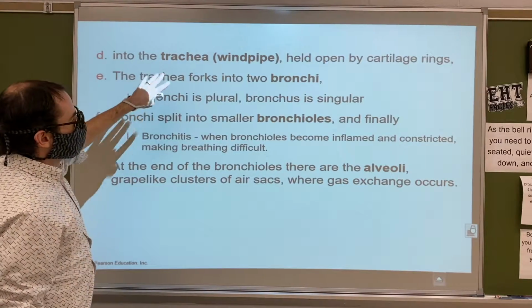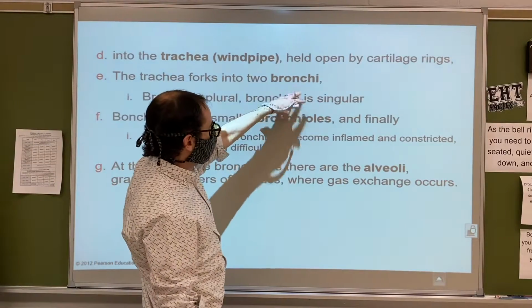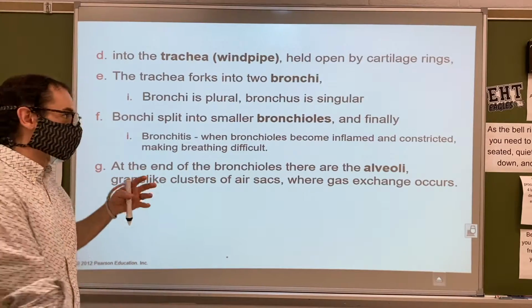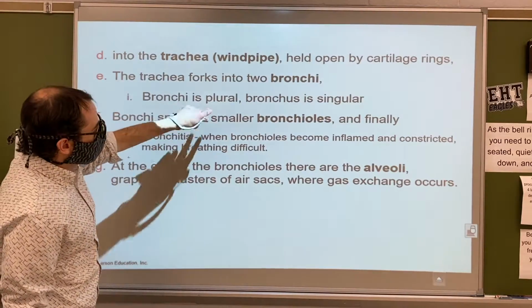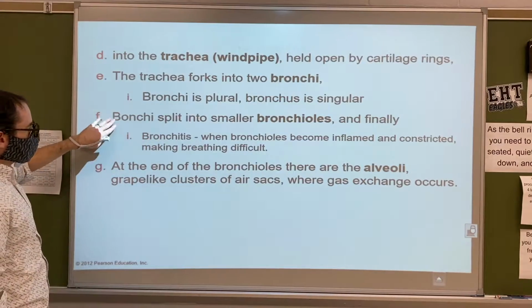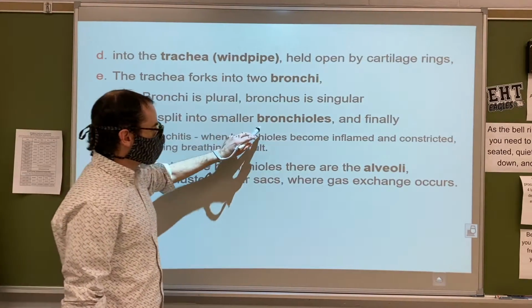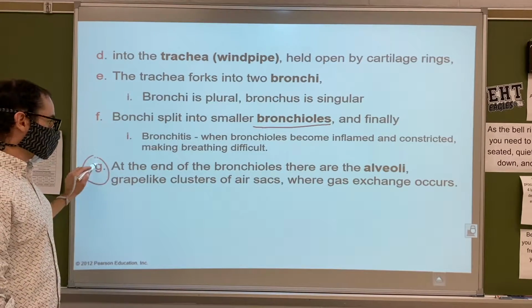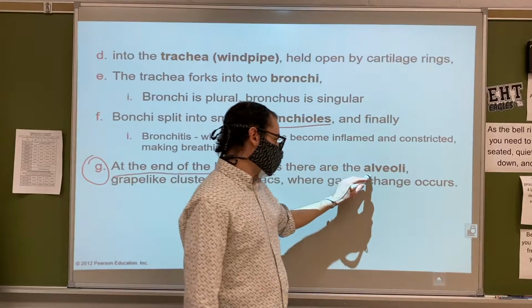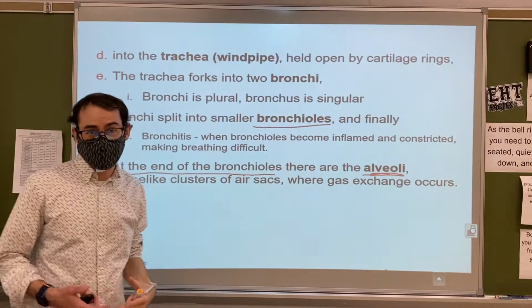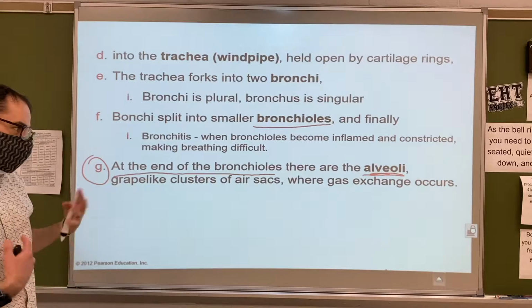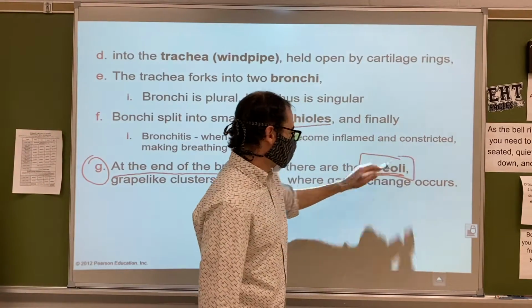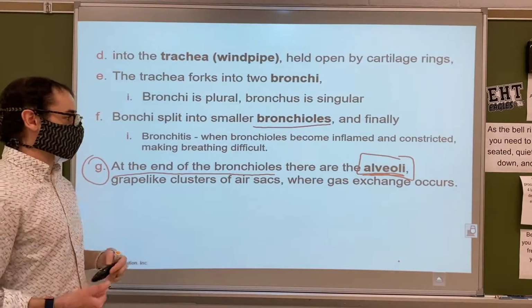The trachea then forks into two bronchi, which is the plural for bronchus, and I always think brontosaurus, but that's way off, right? Bronchi is plural, bronchus is singular. The bronchi split into smaller bronchioles, and finally, at the end of the bronchioles, there are the alveoli, which is where gas exchange takes place. And I know I skipped some stuff, so we'll go back in a second. But that's where gas exchange takes place. This is what our goal is for air, to get into that spot.